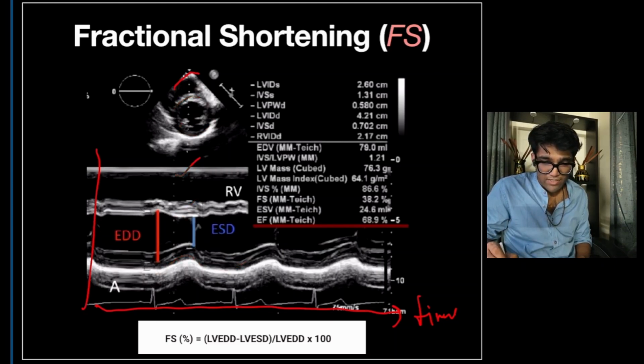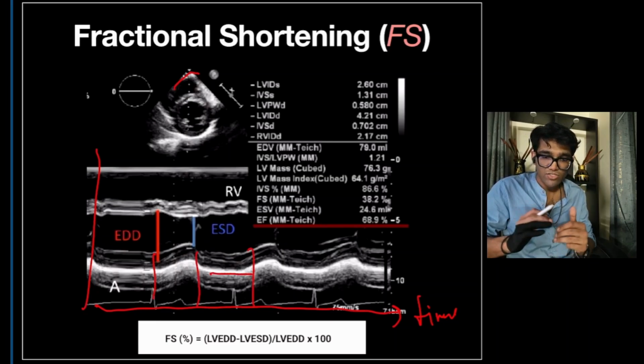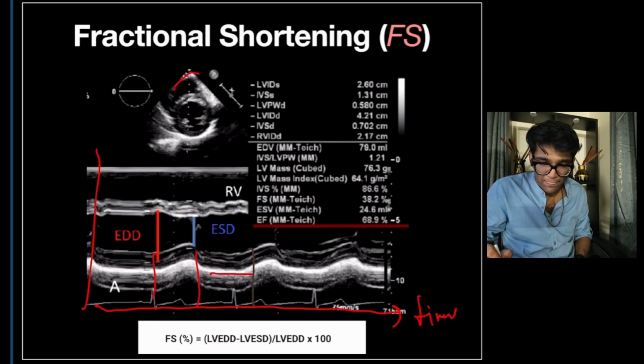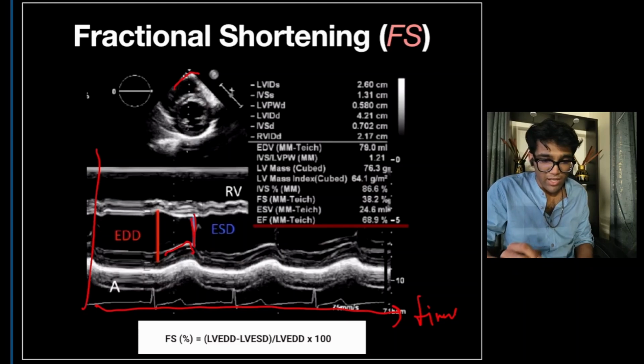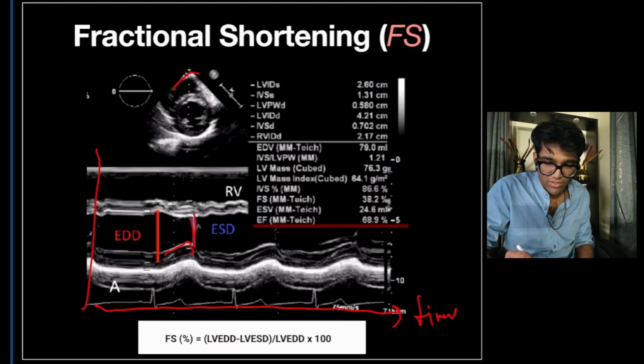As you can see, as time goes by, during systole and then again during diastole, there is movement of structures towards each other and away from each other. Naturally, the systole starts after the R wave in the ECG. As the systole starts, there is a maximum contraction, and this is the end systolic internal diameter of the ventricle. And again, if I was to continue, this would become the end diastolic diameter of the ventricle.